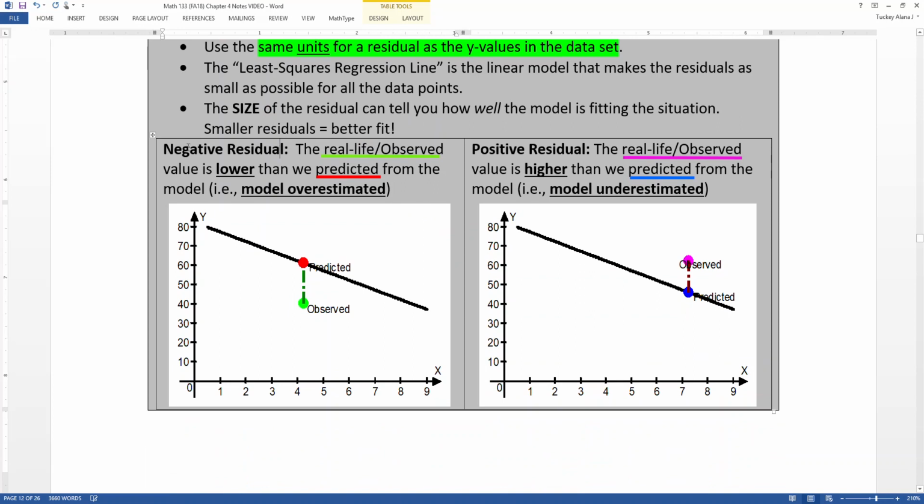And again, one last time, if you have a negative residual, it means your observed point was below your prediction, so the model overestimated because your observation was below. If your real life observation was higher, then the model underestimated because your prediction is below. So if the prediction is lower, it's underestimated. If the prediction is higher, it's overestimated. But again, in most data sets, they're going to balance out. About half the points will be under and half the points will be over.